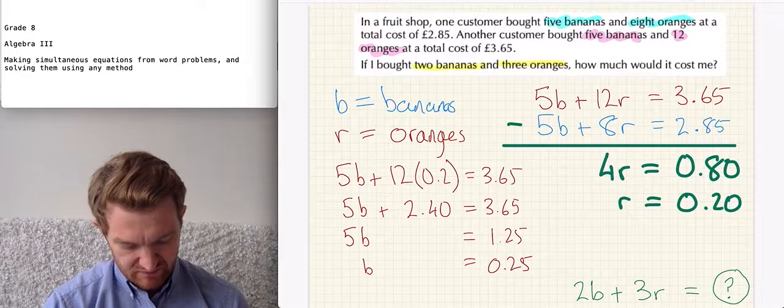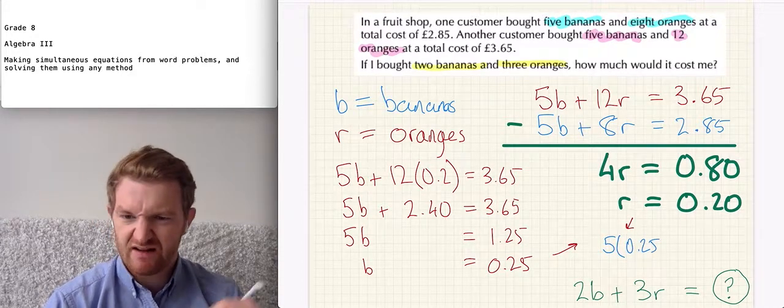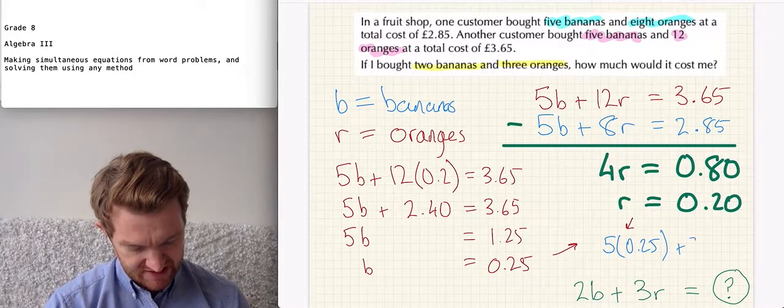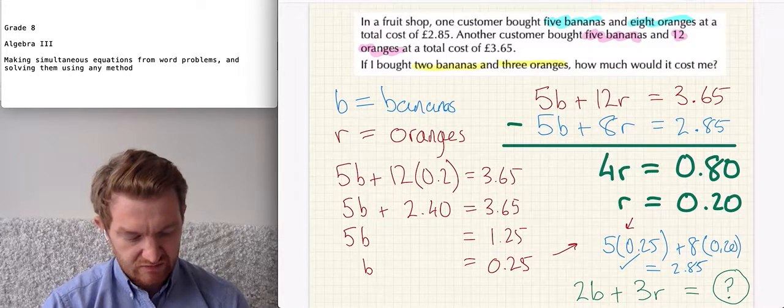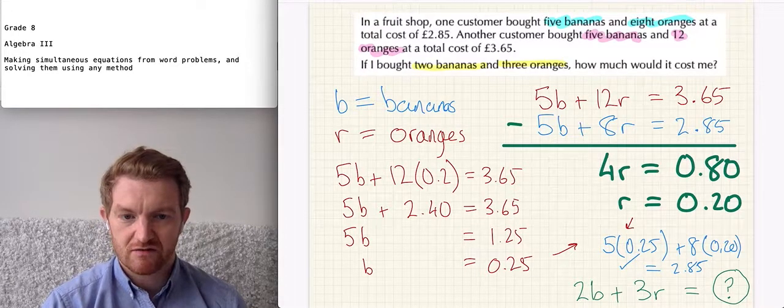So let's put both of them into the other equation, the one in blue. We've got 5 lots of 0.25. I'm looking down a lot, aren't I? Plus 8 lots of 0.20. And when we do that, it gives us $1.25 plus $1.60 is $2.85. It works. But we need to make sure that we finish this.